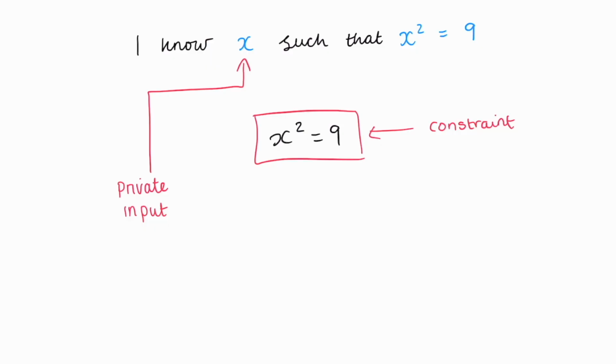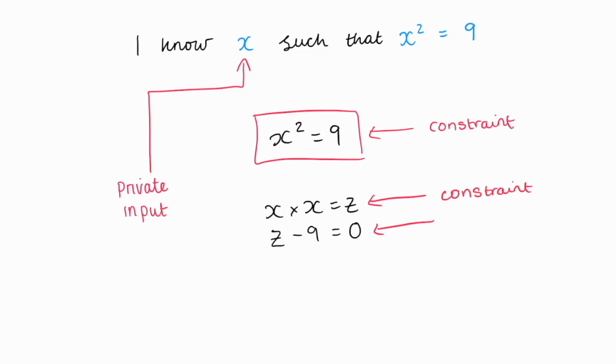For example, in an R1CS proving system, this could be broken down into intermediate steps, where we first say that x times x equals an intermediate value z, and then z minus 9 must be equal to 0. And this specific structure is used in the R1CS proof system. This is exactly the same as saying that x to the power of 2 equals 9, but it's just broken down into an intermediate step. Don't worry about this though, because in most instances when we are writing constraints, this is abstracted away. So you don't need to know too much about this. I just wanted to touch on it very briefly.